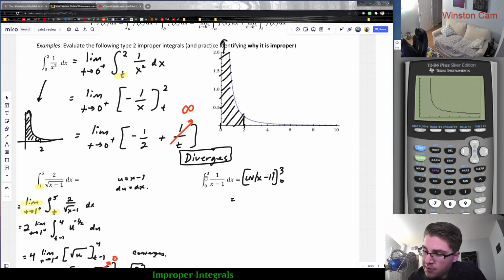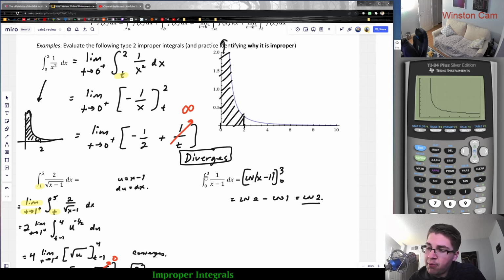Because if I plug those in, please don't write this in your notes. If you are, I'm just showing you how to do this problem incorrectly. Well, the absolute value of 3 minus 1 is 2. And the absolute value of 0 minus 1 is 1. So what I would end up with is natural log of 2 minus natural log of 1. And it would appear as though this answer is the natural log of 2. But this answer is very wrong. This is not correct whatsoever.